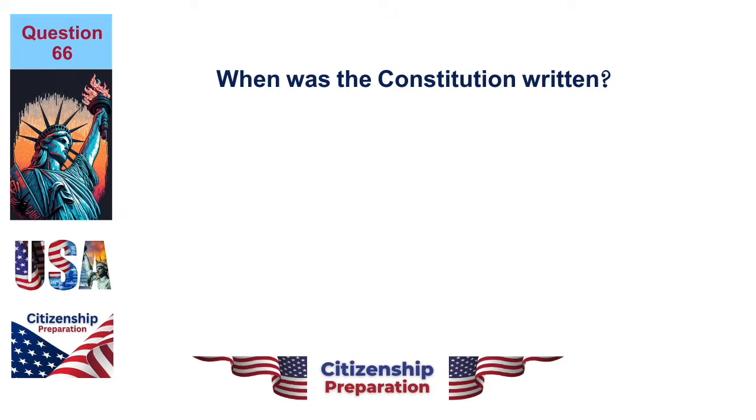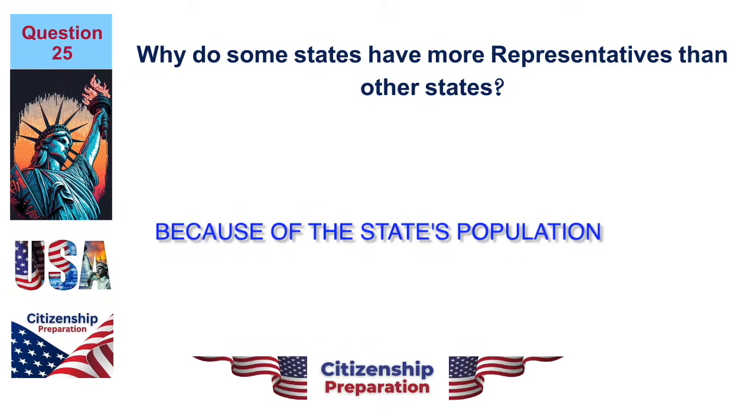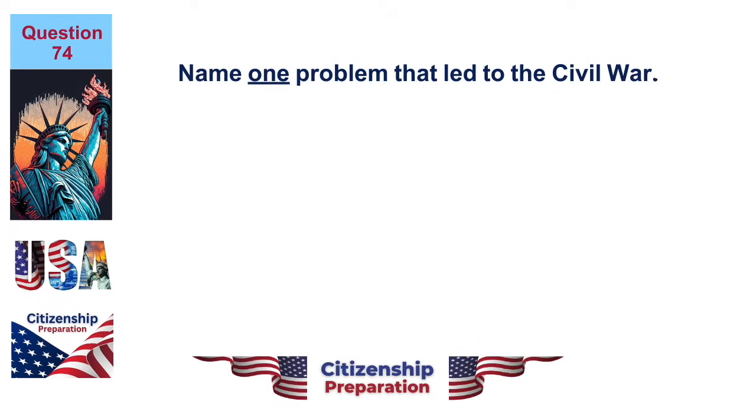When was the Constitution written? 1787. Why do some states have more representatives than other states? Because of the state's population. Name one problem that led to the Civil War. Slavery.